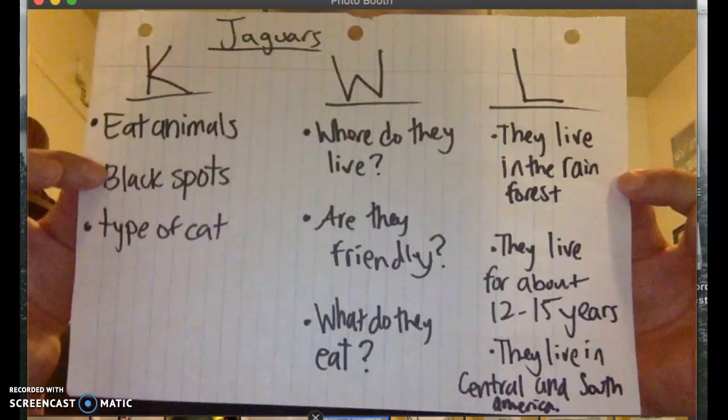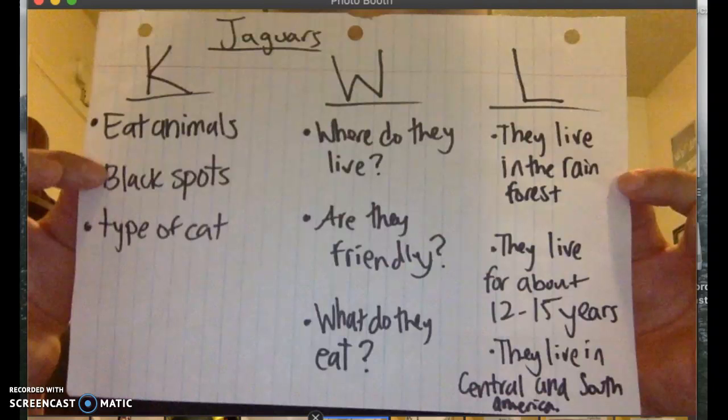After this, we watched the educational clip, which was about a minute or two long. After that, we read the expository text, and we did a choral reading. After that, they filled out the L part, which was some of the information they learned. Some of the facts were they live in the rainforest, they live for about 12 to 15 years, and they live in Central and South America.